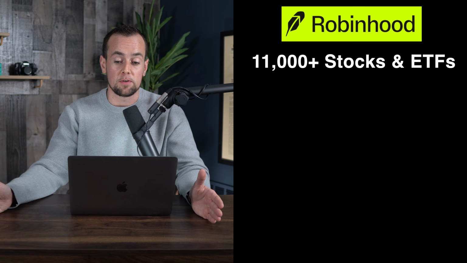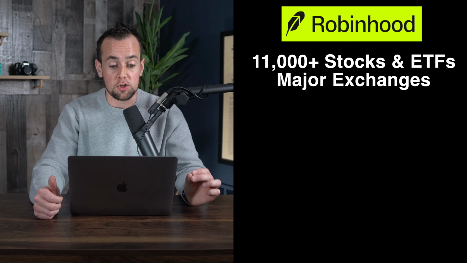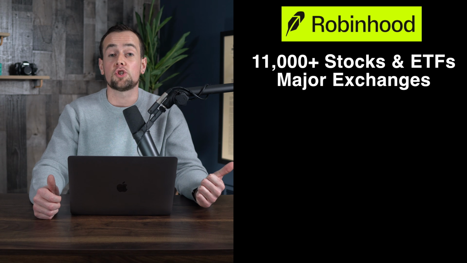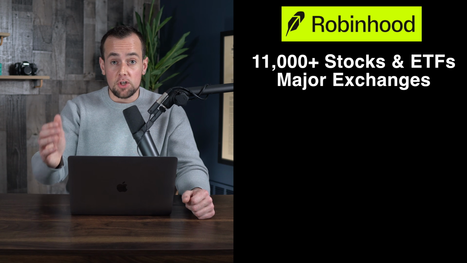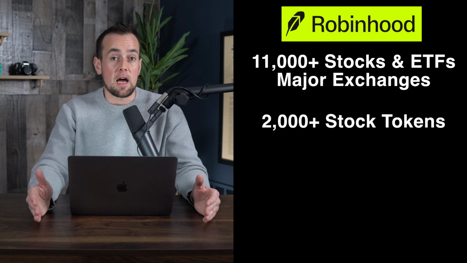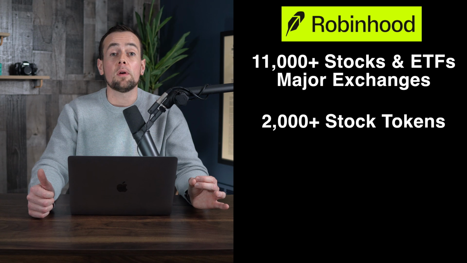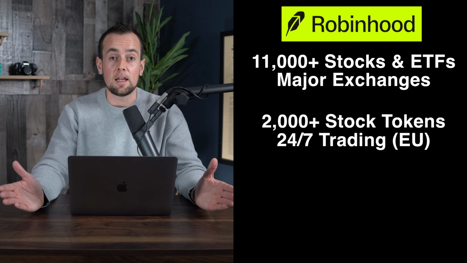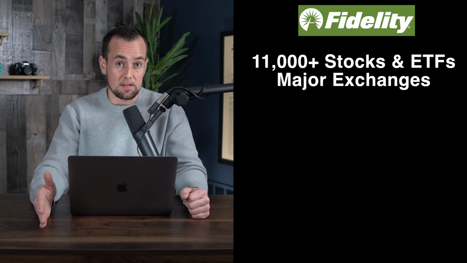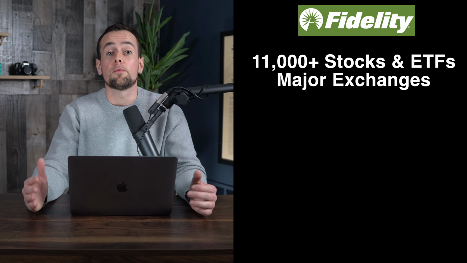Starting with stocks and ETFs, Robinhood supports the trading of over 11,000 different securities listed on the major exchanges like the New York Stock Exchange and the NASDAQ. In addition, they recently started rolling out stock tokens for about 2,000 different securities, allowing for 24/7 trading in the EU. Fidelity, on the other hand, supports all of the same stocks and ETFs as Robinhood for the most part.